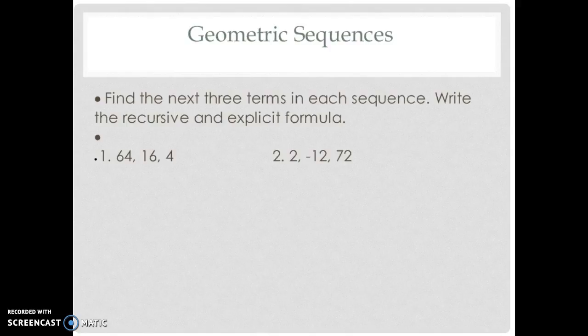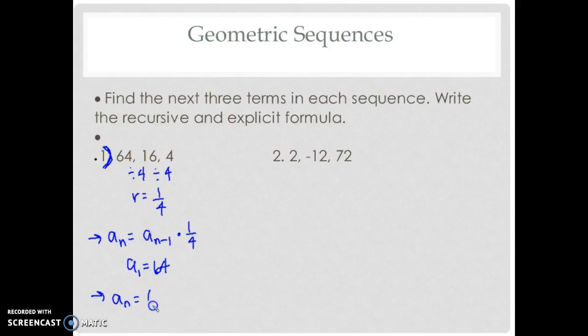Now I want to find the next 3 terms and write the recursive and explicit formula for these geometric sequences. This is number 1. I go from 64 to 16 to 4. Each time I'm dividing by 4, which means my r is 1/4, because that's what I'm multiplying by. So my recursive formula would be a sub n equals a sub n minus 1 times 1/4, and a sub 1 is 64, just so we know where to start. My explicit equation would be a sub n equals 64, my first term, times my ratio 1/4 to the n minus 1. And my next three terms would be 1, 1/4, and then 1/16.